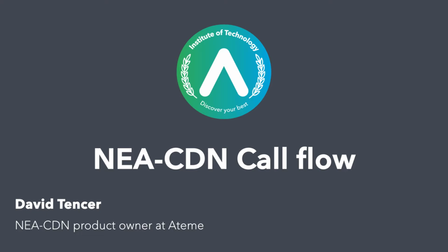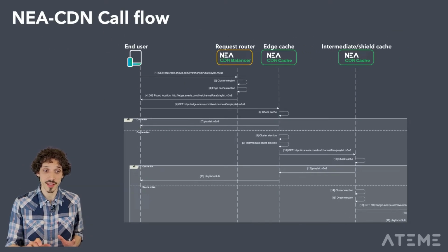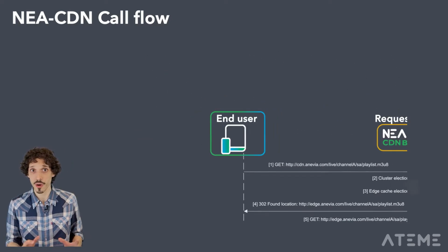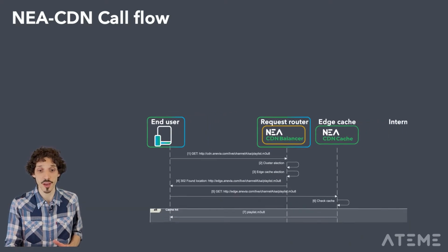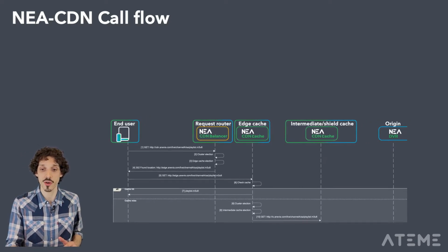Let's have a look at a full CDN call flow. For this call flow, I will take the case of an end user contacting or willing to watch content through our CDN, which would be composed of the request router, an edge cache layer, an intermediate or shield cache layer, and then the origins directly.